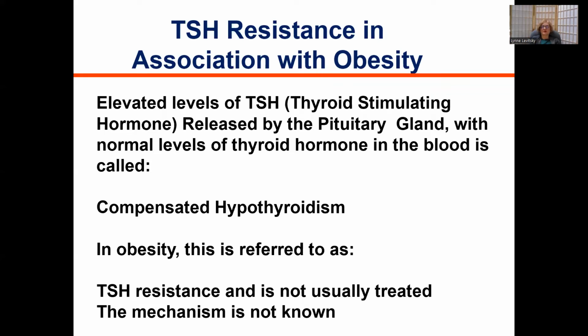The elevated levels of thyroid stimulating hormone, or TSH, are released by the pituitary gland. And while you have elevated levels of TSH, usually not too high, but high enough to be above normal, you have normal levels of thyroid hormone in the blood. This is called compensated hypothyroidism. And if you have a problem with obesity, it's usually referred to as TSH resistance, and it's usually not treated. If you do treat people like this, it doesn't help them with their weight or staying awake more or anything else. We don't know the mechanism, but it seems to be related somehow to the extra obesity.